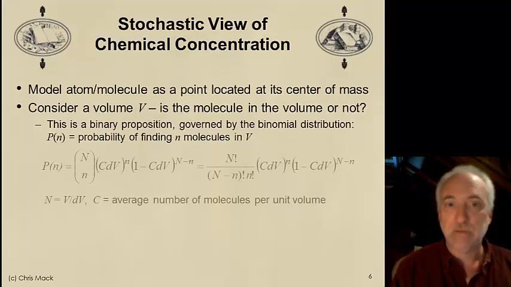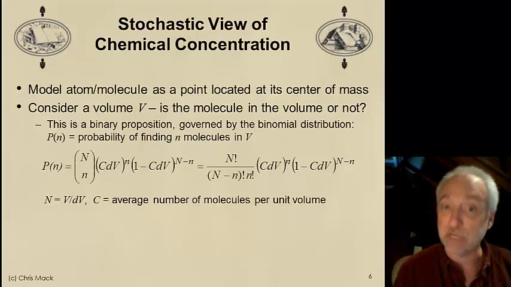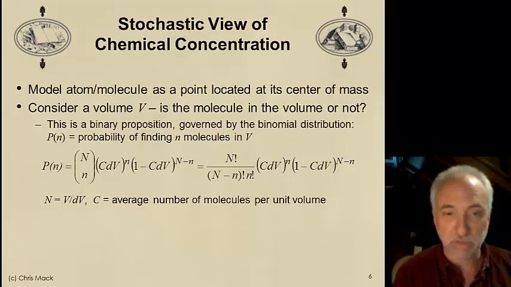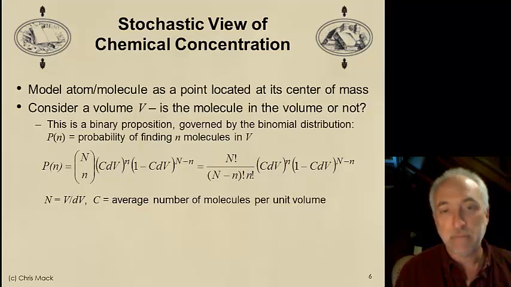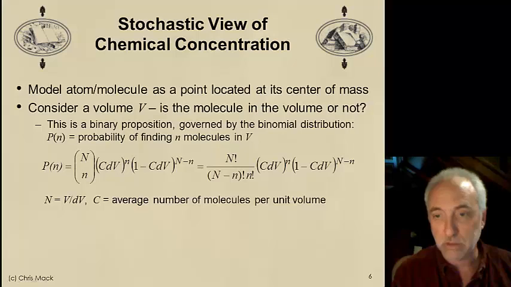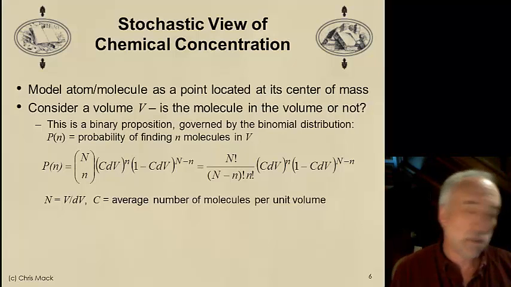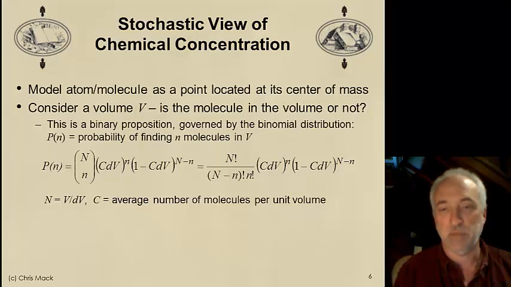So what is that? Well, we can write down the equation for a binomial distribution given a certain concentration C, that is an average number of molecules per unit volume. Then we can write down the binomial distribution, and here it is in all of its glory with factorials and powers, etc. Kind of ugly, but still we can work the math and make that happen.